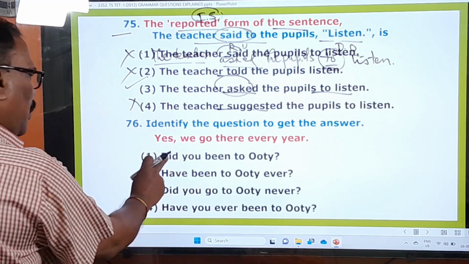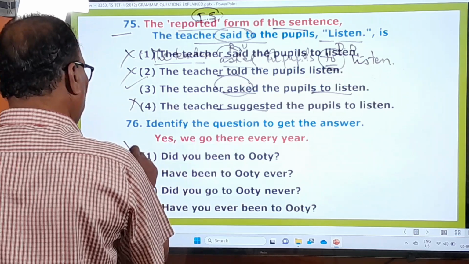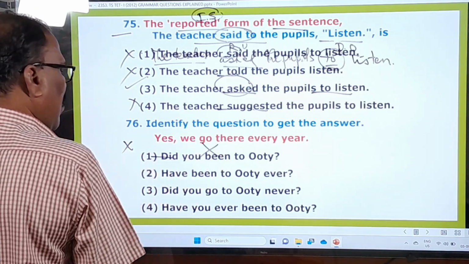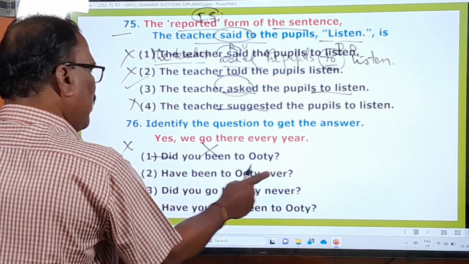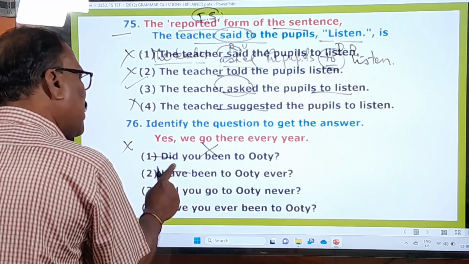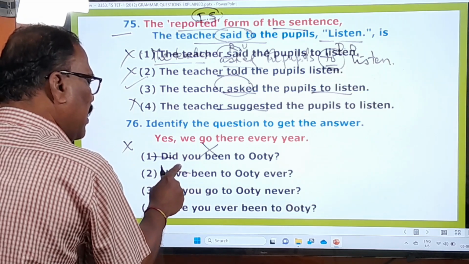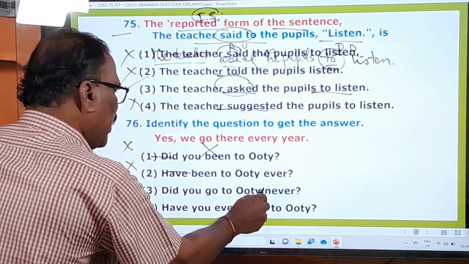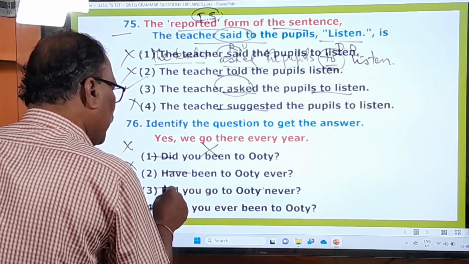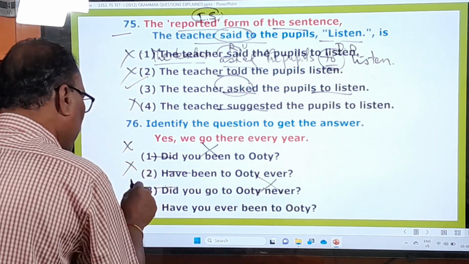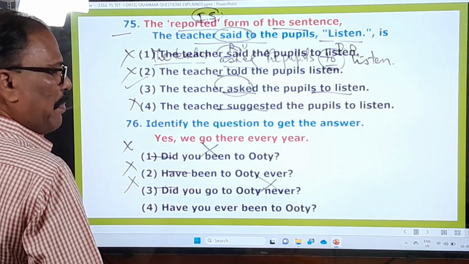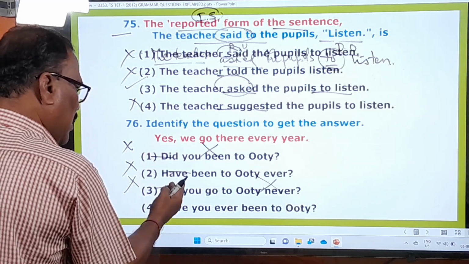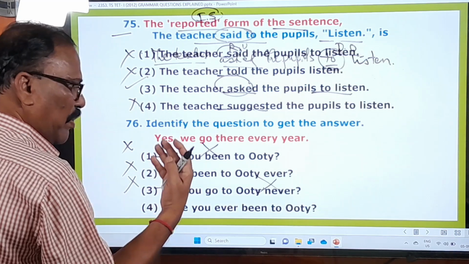"Did you be into Ooty?" No. Here it is wrong because with "did", "been" is not used. "Have been to Ooty ever?" No. Here the subject is missing. It must be "Have you been", but here "have you" subject is missing. Therefore this is wrong. "Did you go to Ooty never?" Here with "did", "never" is not used, and that's why this is wrong. First one, second one, third one are wrong, and the fourth one must be right, because when all these three are wrong, automatically the fourth one must be right.